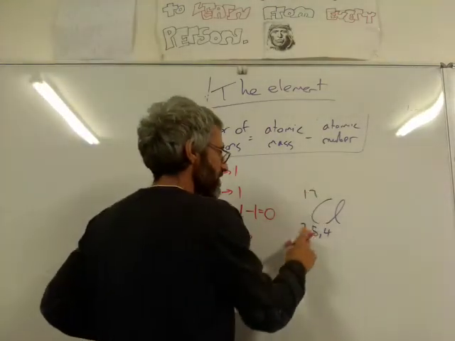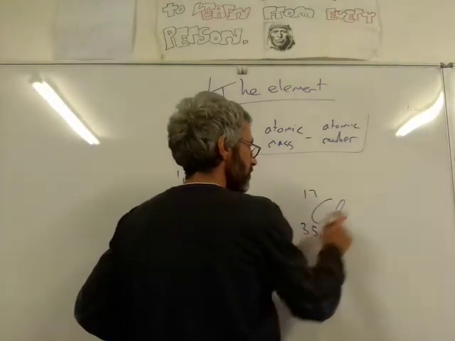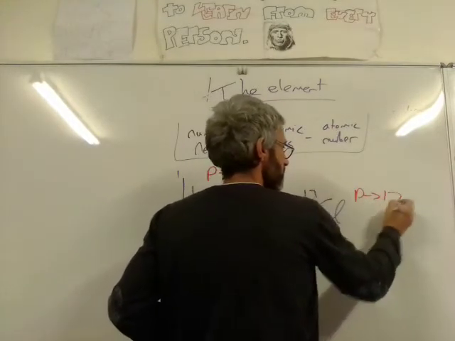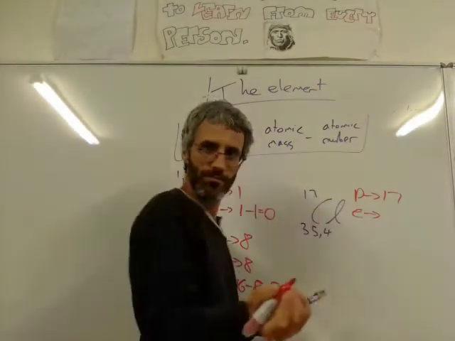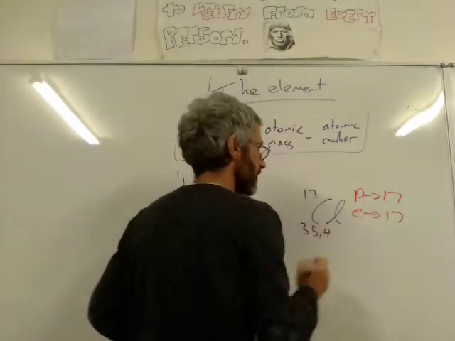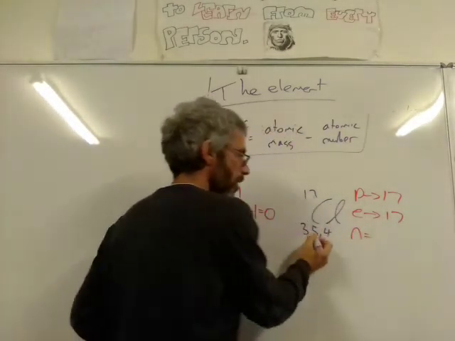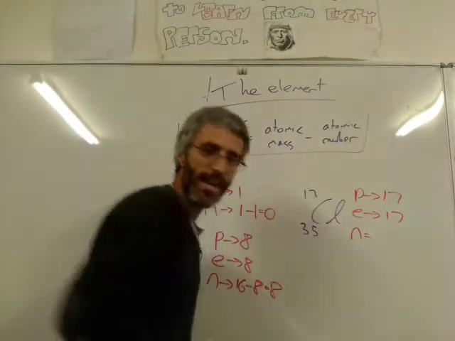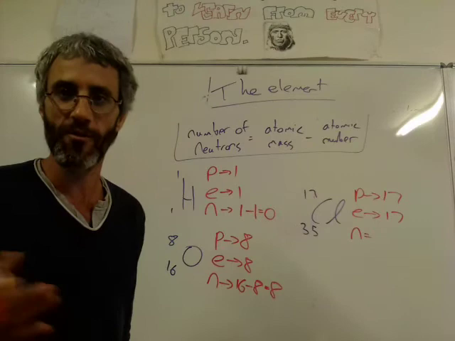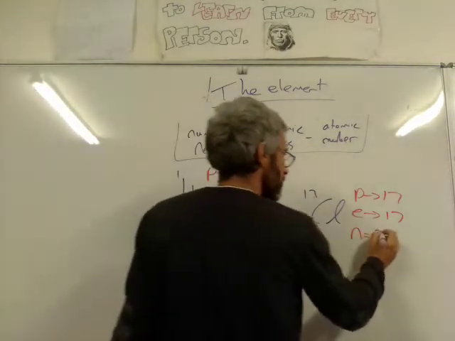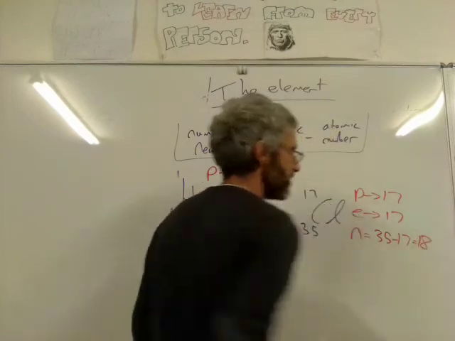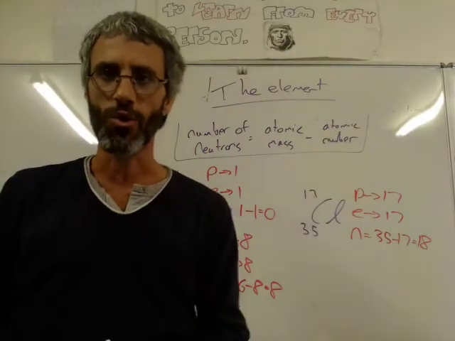Chlorine. I've got 17 and 35.4. How many protons? That's the atomic number. 17. How many electrons? Also 17. That's the atomic number. How many neutrons? Well, I've got to take the atomic mass, which I'll round down in this case. 35.4 is like 35. So it will be 35 minus 17. You can see it's 18. So actually it has 1 extra neutron.